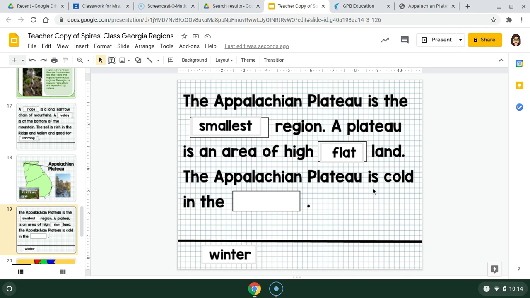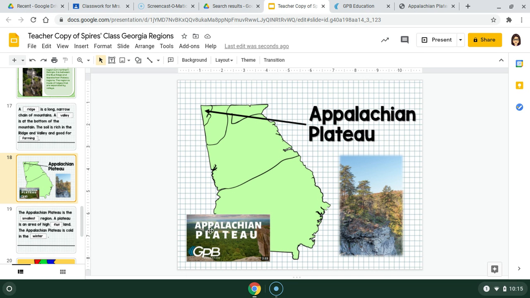The Appalachian Plateau is cold in the winter. Yes, it's like the rest of the mountain areas. It is cold during the winter time. That's right. All right, don't forget to watch the video, guys. You will learn a lot about this area from the video and actually get to see some really cool examples of what plateaus look like in this area.